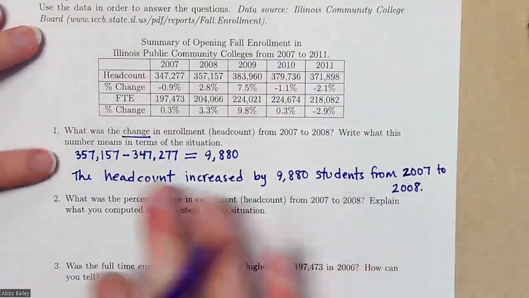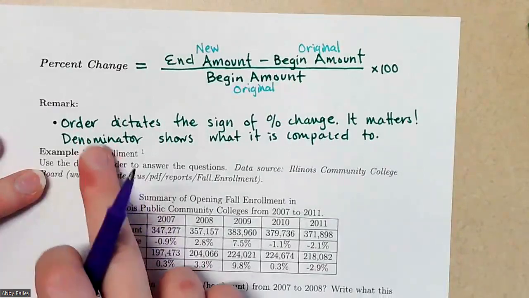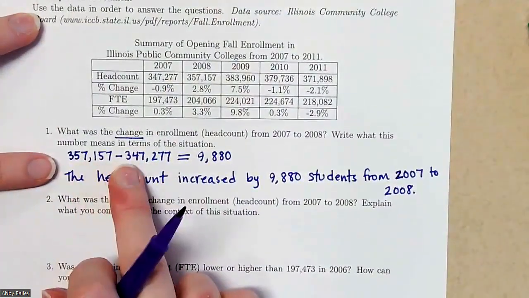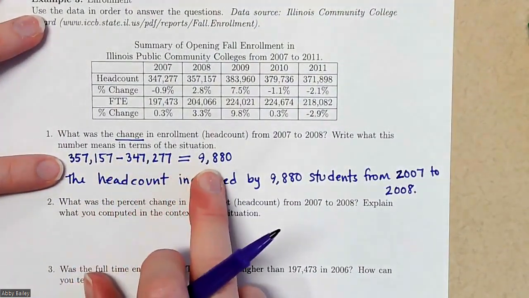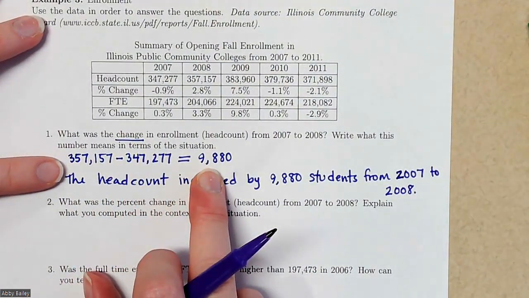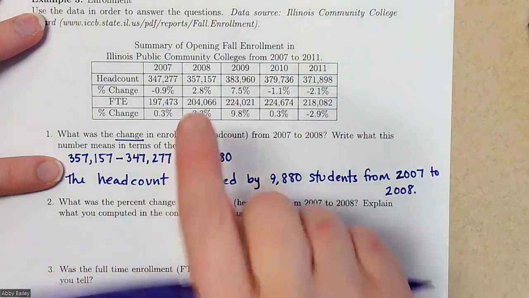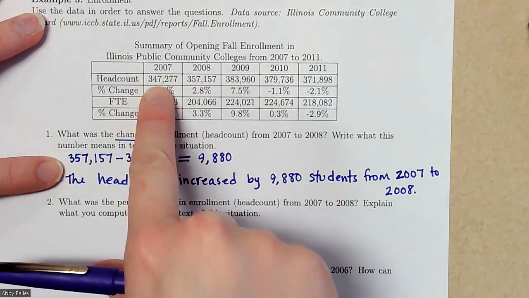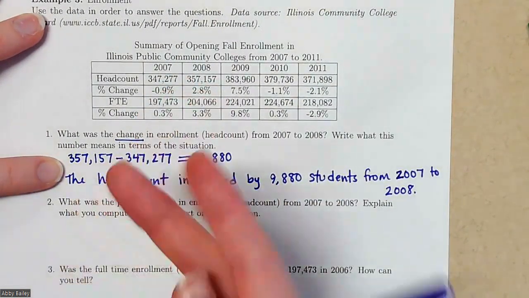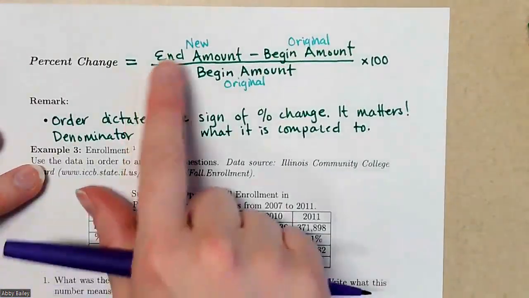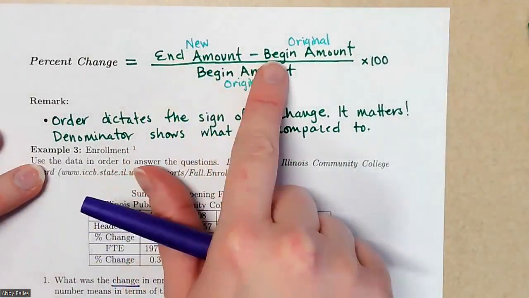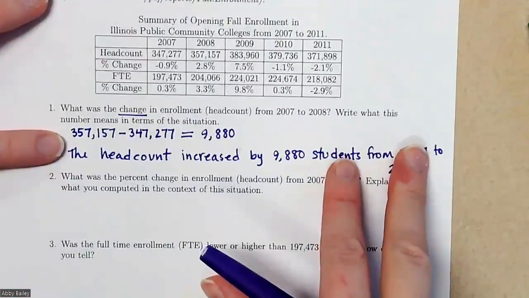Okay, so order matters. So when I said order dictates the sign, flip-flopping these would have turned out to be a negative 9,880. And that means that this is below that one. So we need to think of it as the end amount or new amount, take away the original when we're doing that.